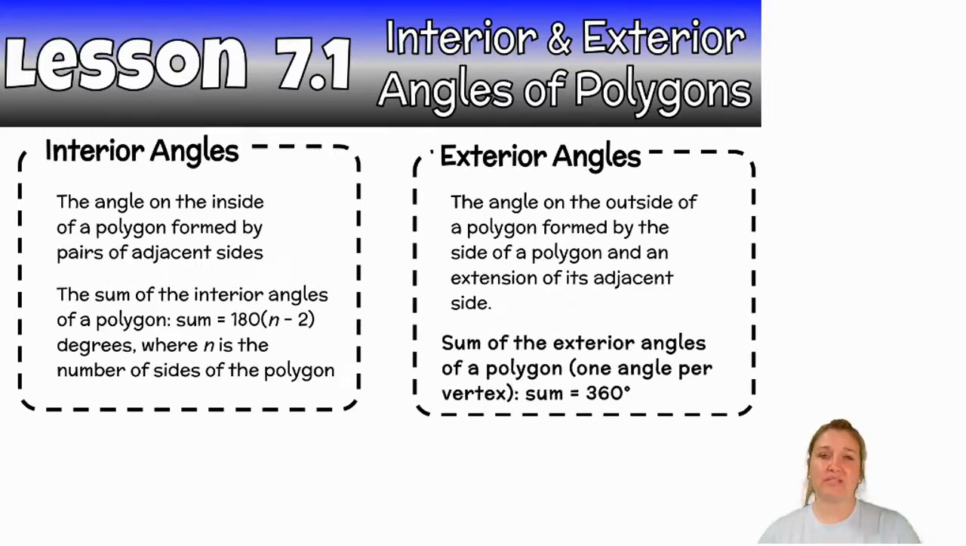And then you also have exterior angles. Exterior angles are basically just formed when you extend one of the sides of the polygon. So again, just one of those sides. And then the sum of those, no matter how many sides it has, if it has 50 sides or 4 sides, the sum of the exterior is going to be 360. So just like a circle there.